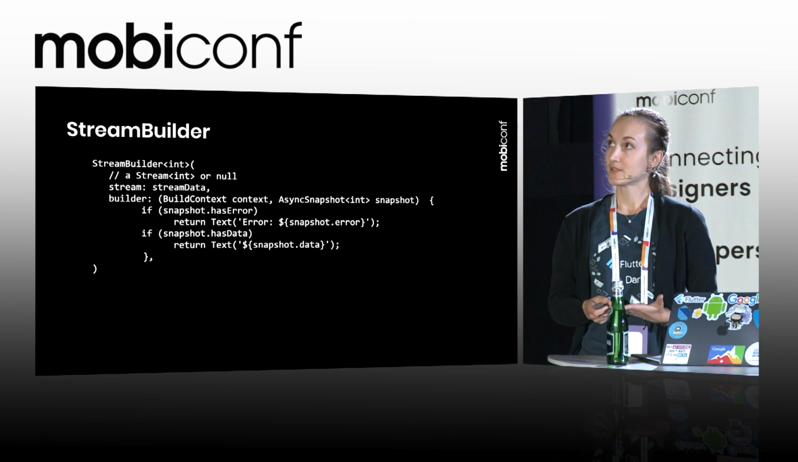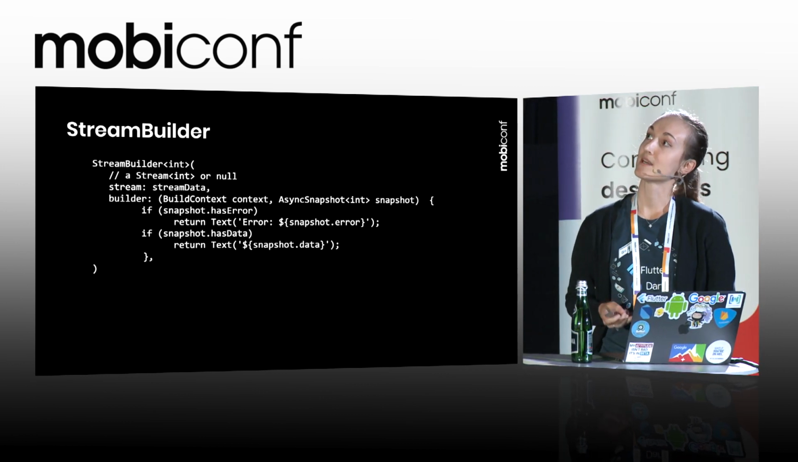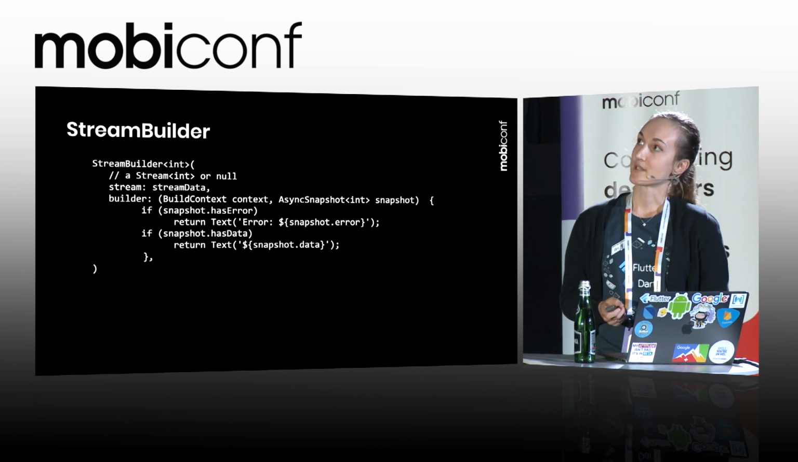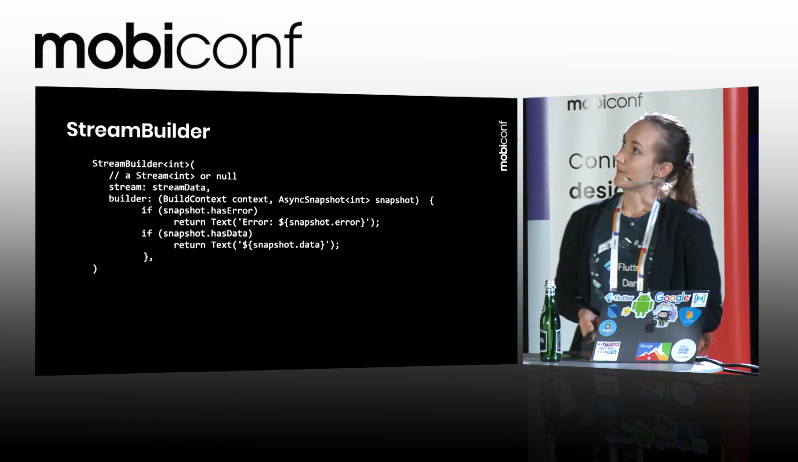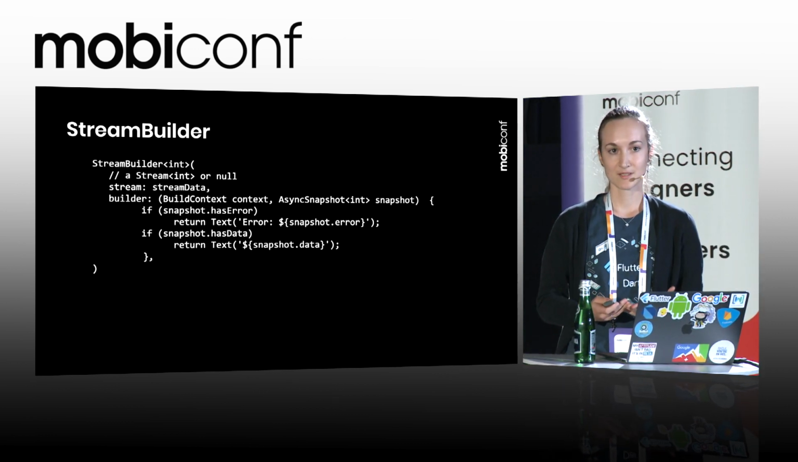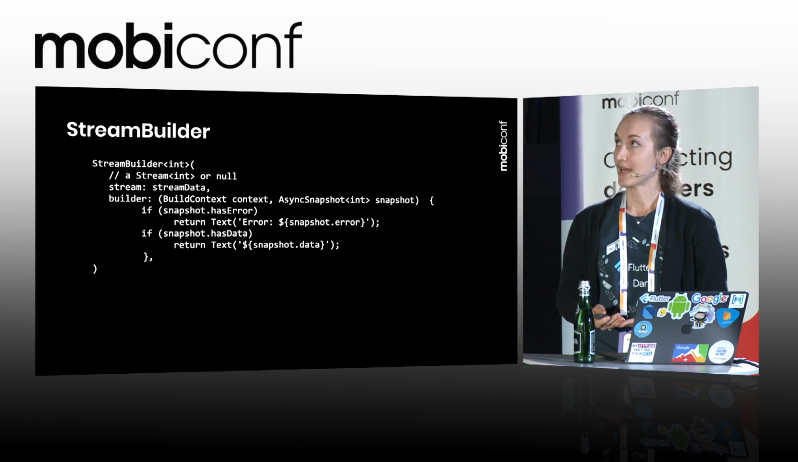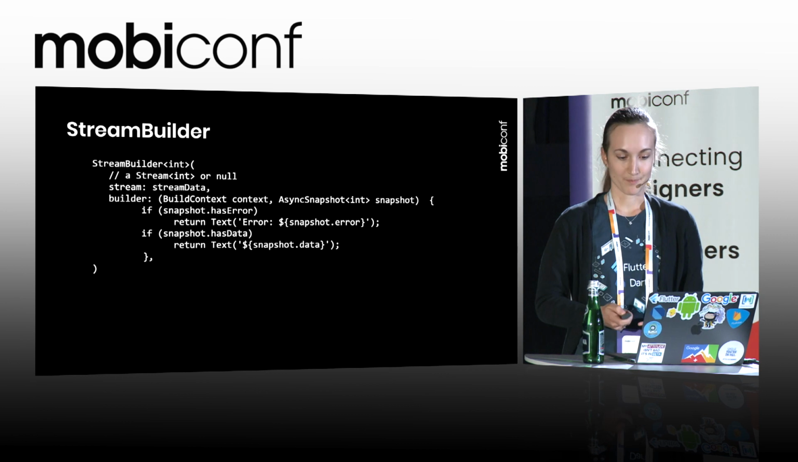We use StreamBuilder to get updates on the UI. StreamBuilder has a stream parameter, where we assign our stream, and it has a snapshot, and when a new snapshot arrives, the widget gets rebuilt. And a snapshot is the latest state of the stream.